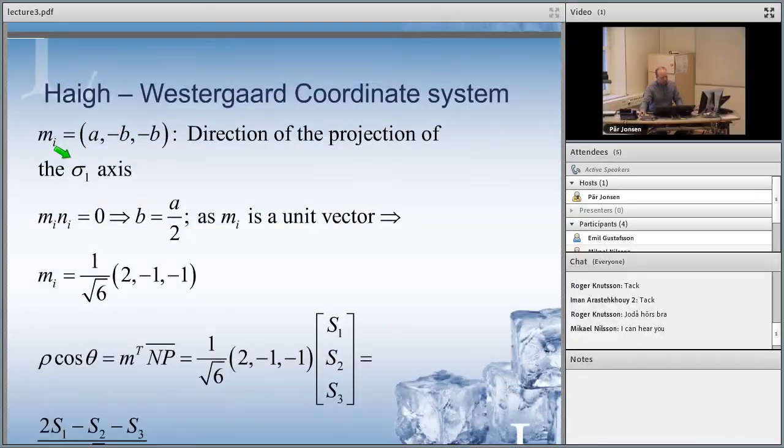So if you take this point, Mi, consisting of these vectors, and you know that because it's orthogonal, this N and Mi is an orthogonal plane, the scalar product will be 0. And this will give you, for this system that you have here, you can find this relation. The P is the same as A divided by 2. And from that you can actually write out your Mi for unit vectors.